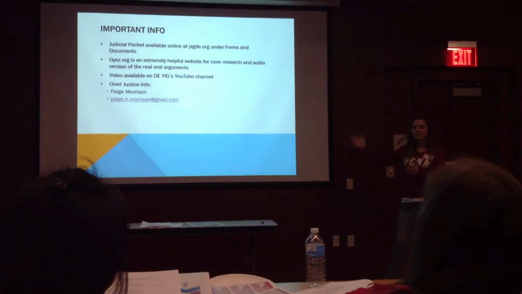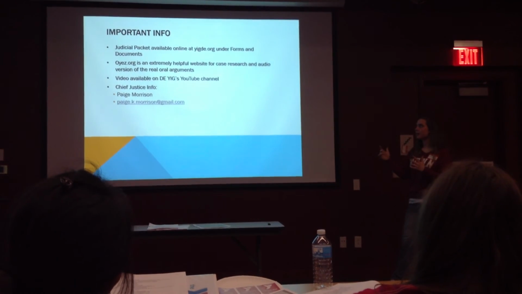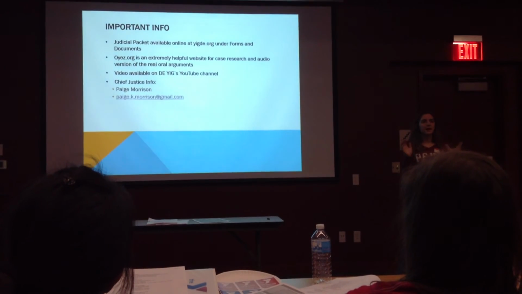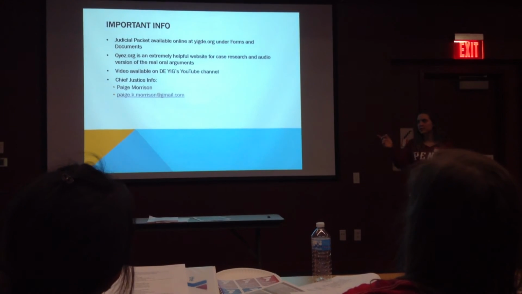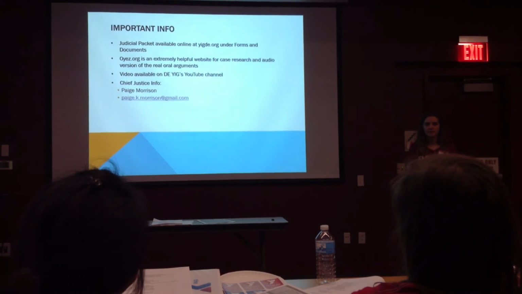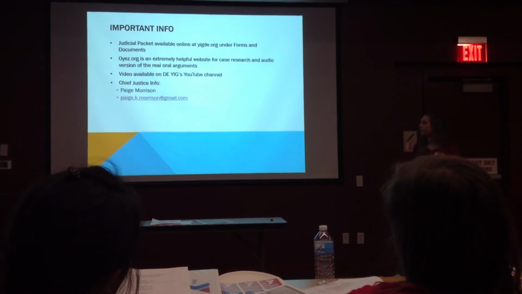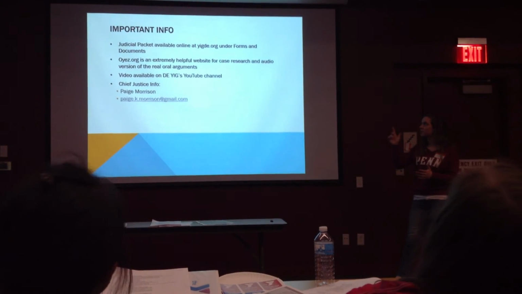So here's the info that you need. You go to yigde.org and go under forms and documents. That's where the judicial packet is. Sam also is distributing those to delegations, so you should have hard copies, but you need to access them at home. That's where you would go.